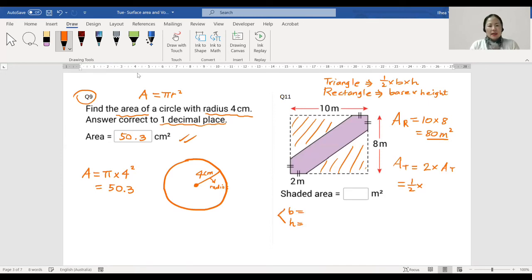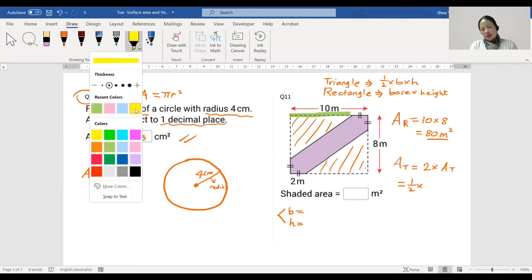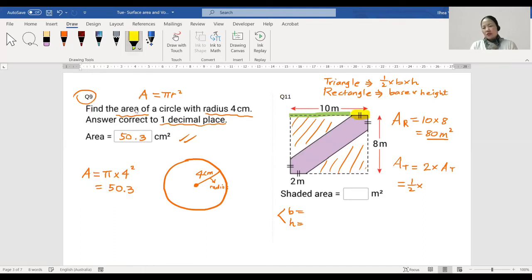Ooh. Okay, that's a good mistake. That's an excellent mistake, actually. I have a question for you. Is that the base of the triangle, or the height? The yellow part is not part of the triangle. Do you understand this one? Yeah. So how do we find this one? 10 minus 2 and 8 minus 2. Oh, fabulous. That is so good.